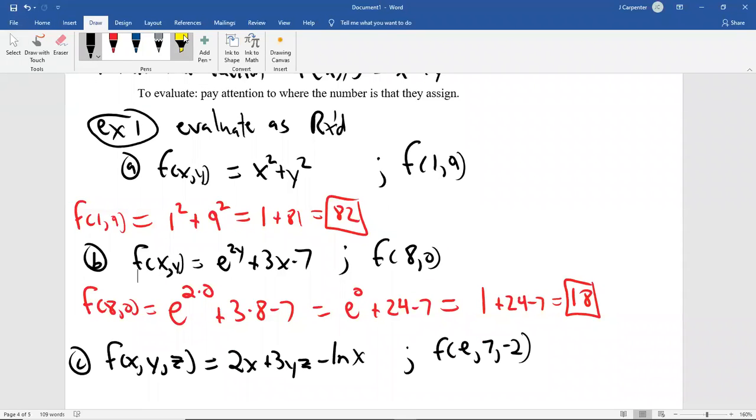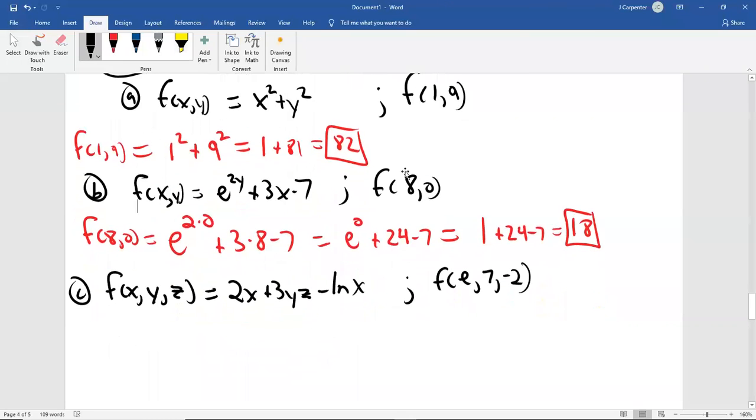E is not a variable, it's a number. We like to hold the e as that number unless we can evaluate it simply, or we're dealing with a word problem and it asks to approximate. Now remember, in your homework every now and then it asks for an approximation, so just pay attention. So we're doing f of e comma 7 comma negative 2.